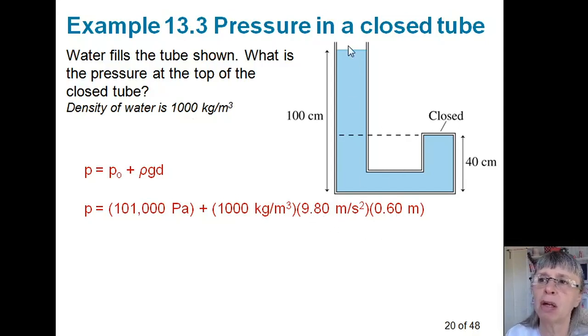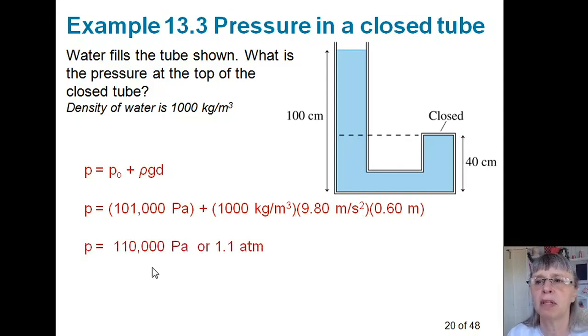Now the depth is not clearly marked, but if this open end is 100 centimeters from the bottom and the closed end is 40, then it's not hard to deduce that the depth here at this place is 60 centimeters, and that's going to be 0.6 meters. So once you substitute everything in, and again, very important to keep your units, we can go ahead and calculate that ends up being 110 pascals. If you like atmospheres, you can divide by the 101,000, or it's about 1.1 atmospheres.